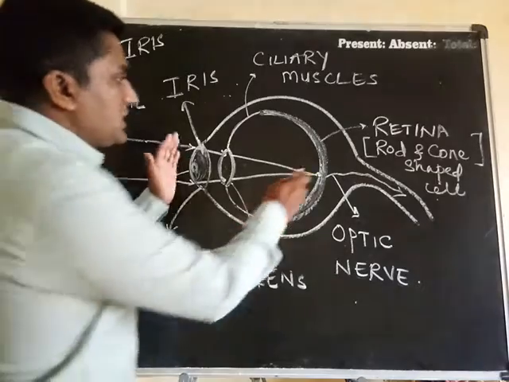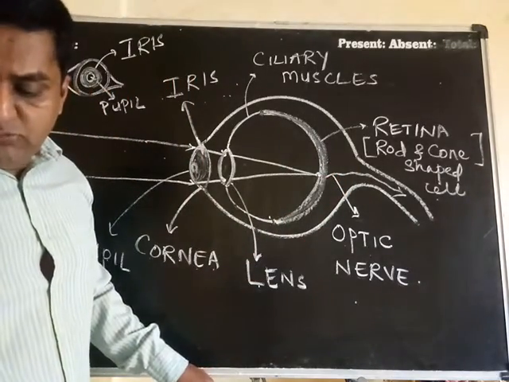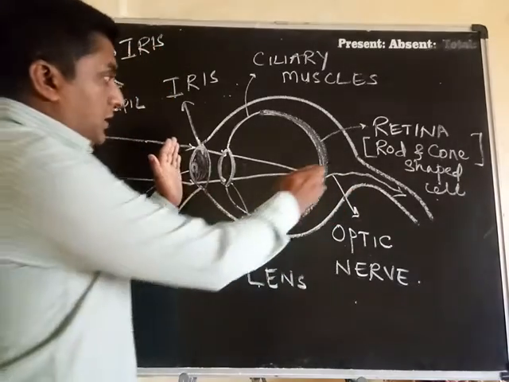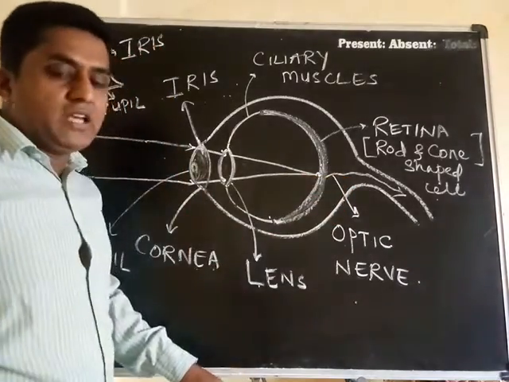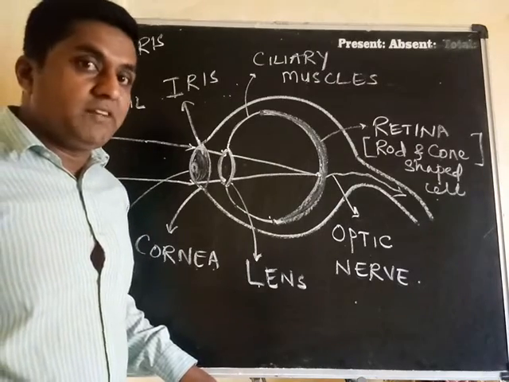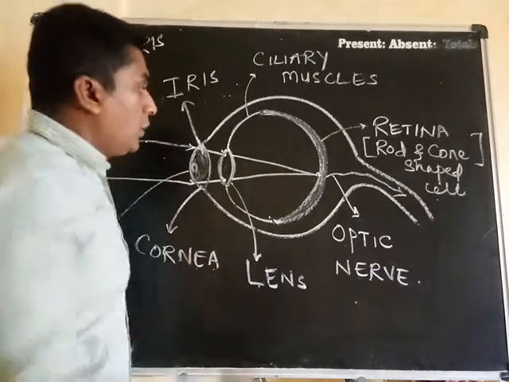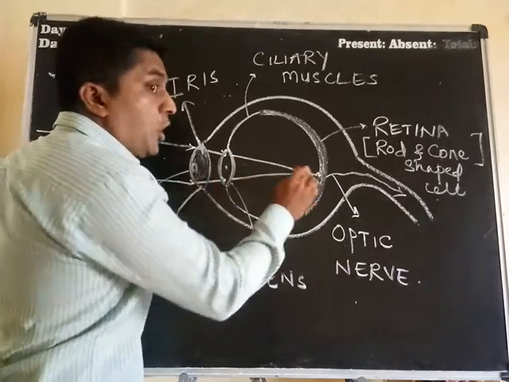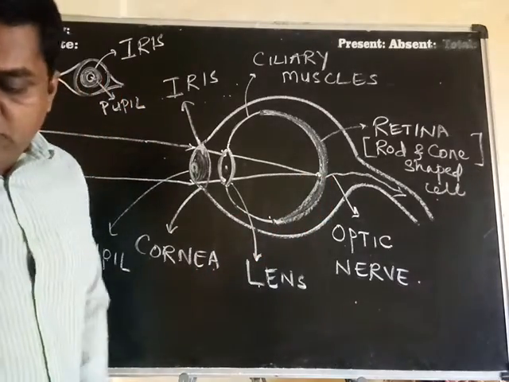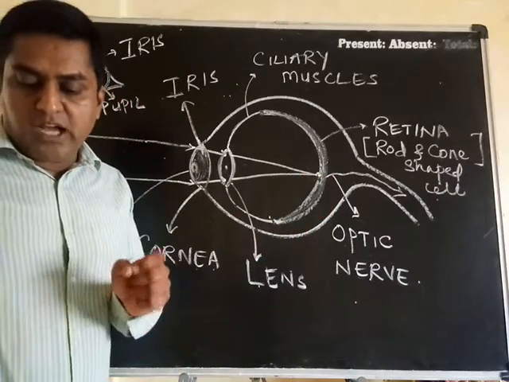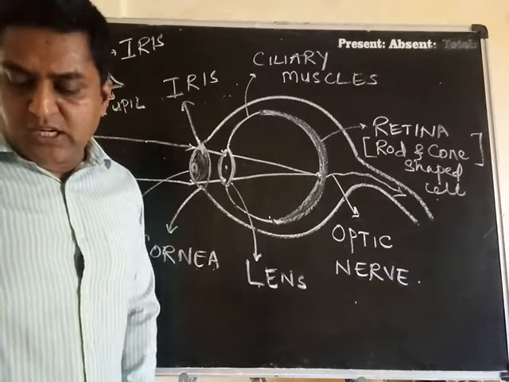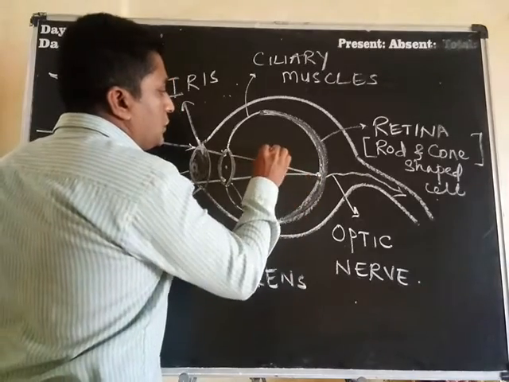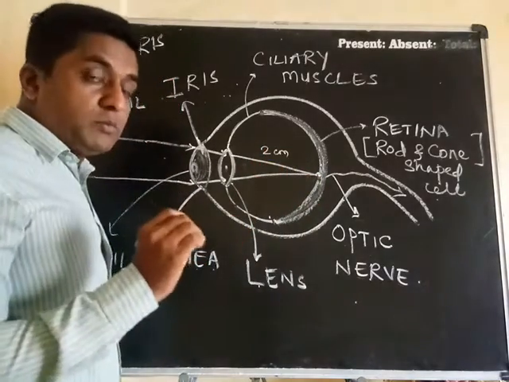Now see, what is the diameter of the human eye? We have to understand that the diameter of a normal human eye is 2.4 centimeter. Can you see this diameter? After that, what is the focal length of a normal human eye? The focal length of a human eye must be approximately 2 centimeters. How much must it be? This distance must be 2 centimeter, okay, for a normal human eye.